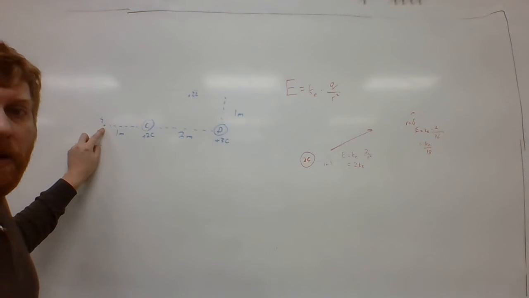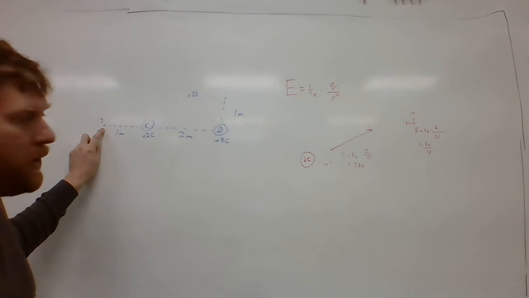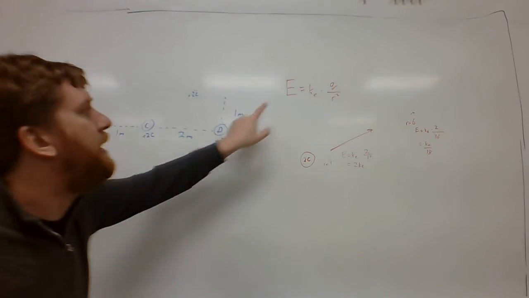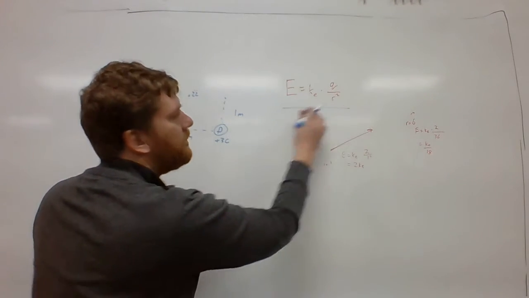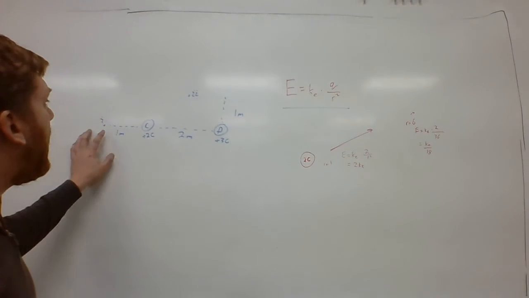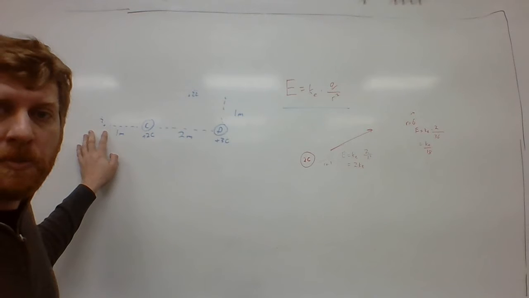There are two electric field vectors at this point. There will be one due to the charge C and one due to charge D. And we're going to use this equation. The very first thing we did at the beginning of this video is what we're going to do now, but we're doing it at another specific point.